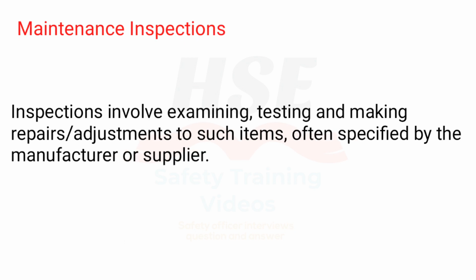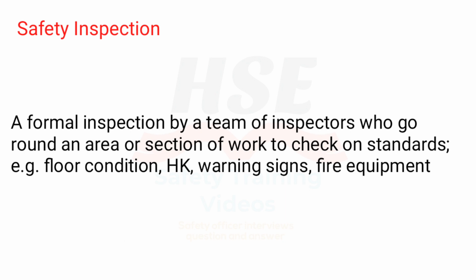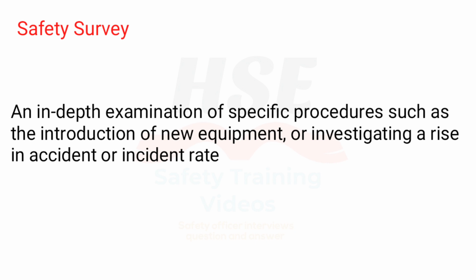Maintenance inspections. Inspections involve examining, testing and making repairs and adjustments to such items, often specified by the manufacturer or supplier. Safety inspection. A formal inspection by a team of inspectors who go round an area or section of work to check on standards, for example floor condition, housekeeping, warning signs, fire equipment. Safety survey. An in-depth examination of specific procedures such as the introduction of new equipment, or investigating a rise in accident or incident rate.